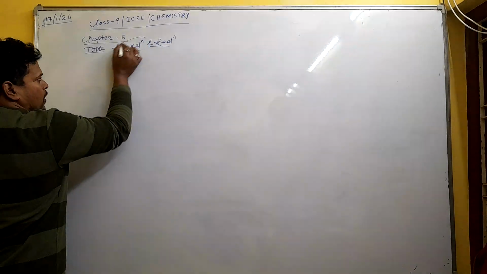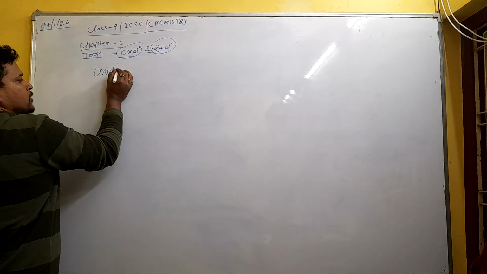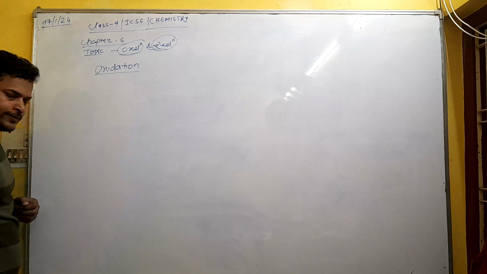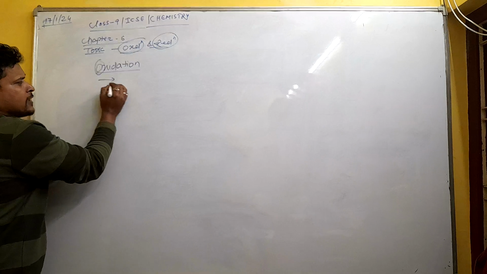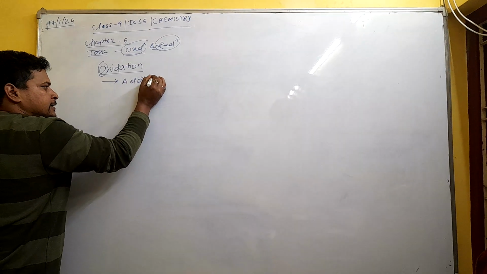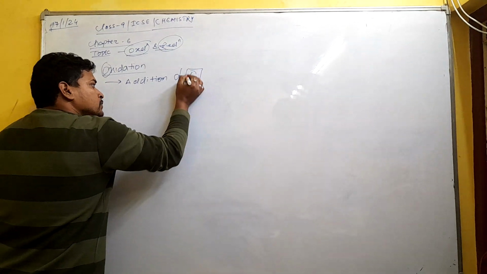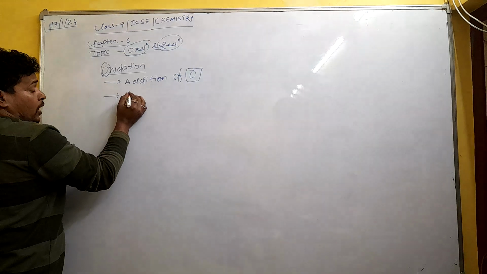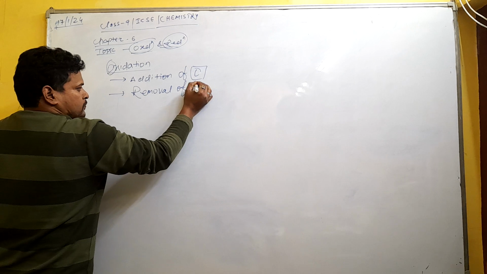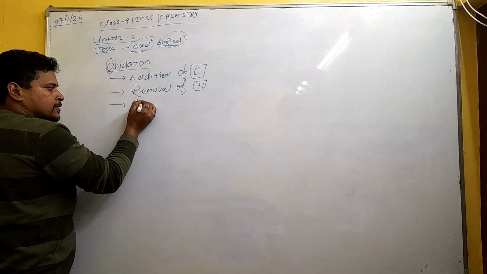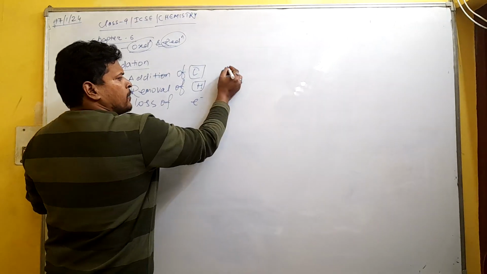I have written oxidation and reduction. Let's know first about oxidation. What is oxidation? Oxidation, you can see O. It is the first step, addition of oxygen. Next, removal of hydrogen. And the last but not the least, loss of electron. Let's understand with the help of examples.